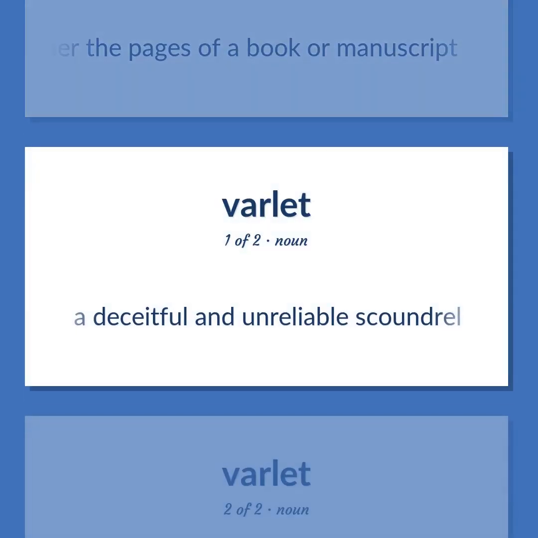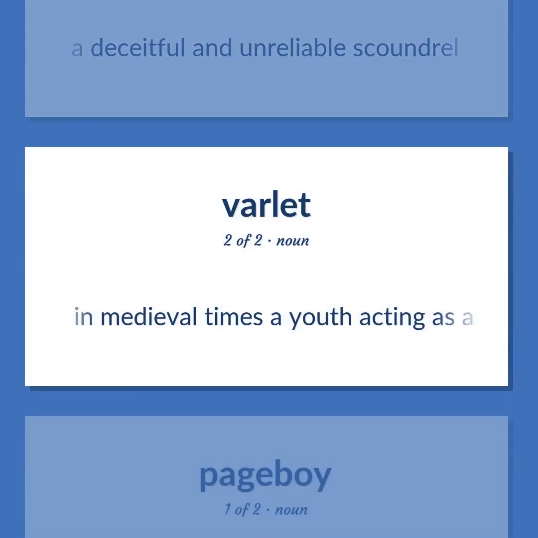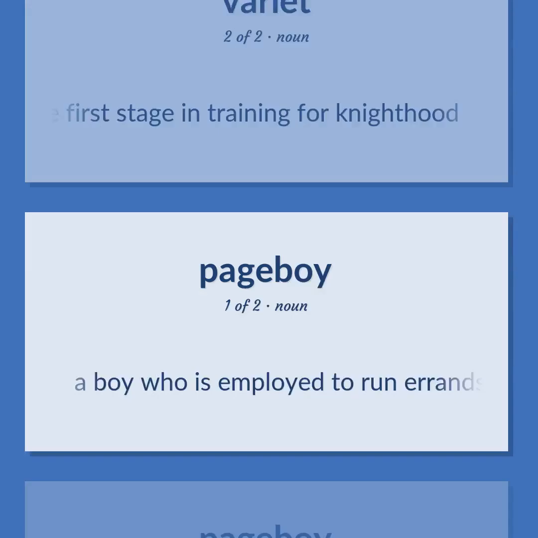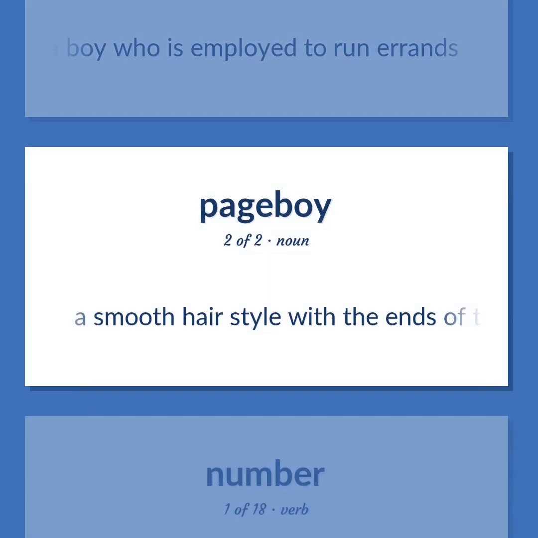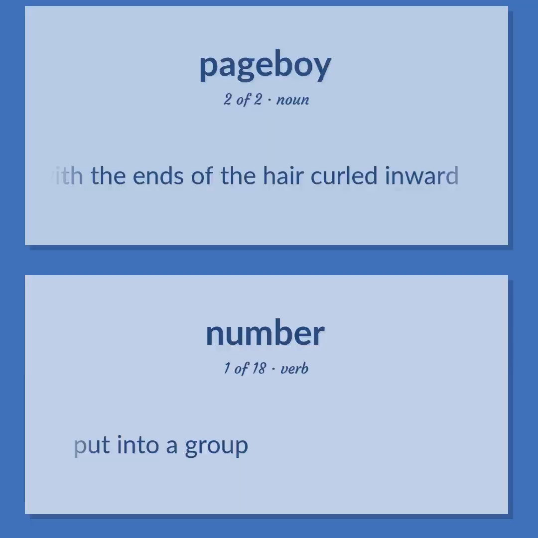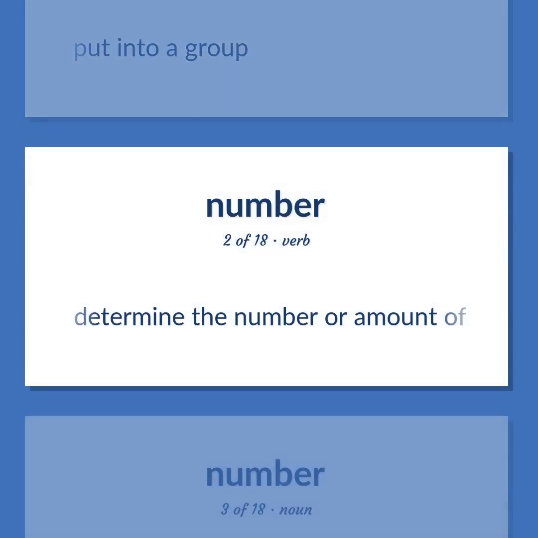A deceitful and unreliable scoundrel. In medieval times, a youth acting as a knight's attendant is the first stage in training for knighthood. A boy who is employed to run errands. A smooth hairstyle with the ends of the hair curled inward. Put into a group. Determine the number or amount of.